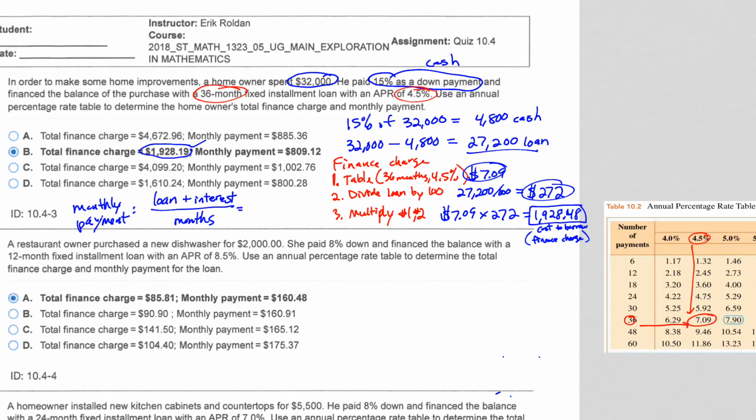So basically we have 27,200 loan plus 1,928.48 divided by 36 months. If you put this in your calculator, you're going to get $109.12. And there's that number. Okay.